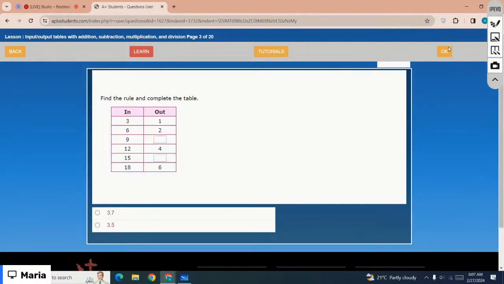Okay, find the rule and complete the table. So which is the correct option? The missing one is, yes, very good, 3 and 5. That's the one we did in the tutorial, isn't it?